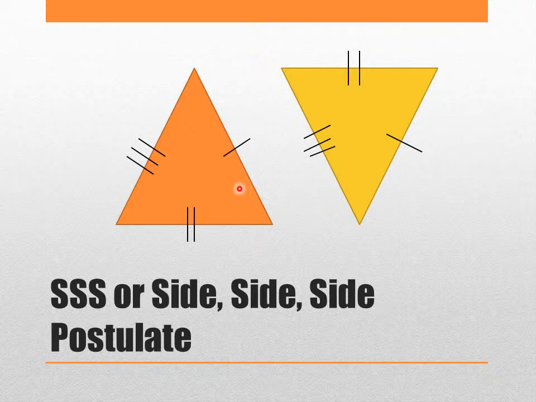The SSS postulate states that if three sides of one triangle are congruent to the three sides of another triangle, then these two triangles are congruent. Based on the illustration, it clearly shows the congruence of the two triangles.